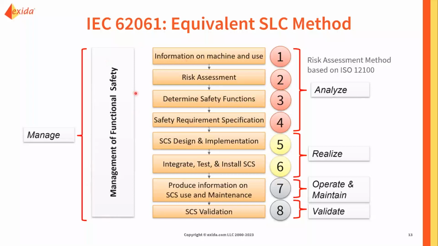We can also look at management of functional safety, making sure that we're doing the right things at each step, that we have the right documentation. That's something that spans the entire life cycle. And again, is really where having that robust program comes into play and is very important.